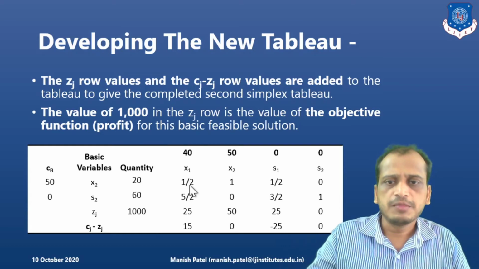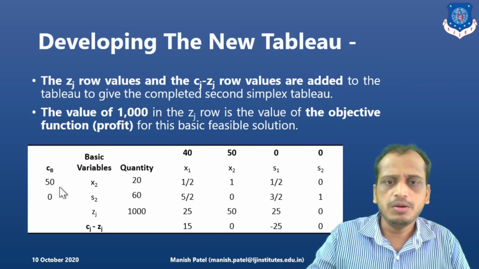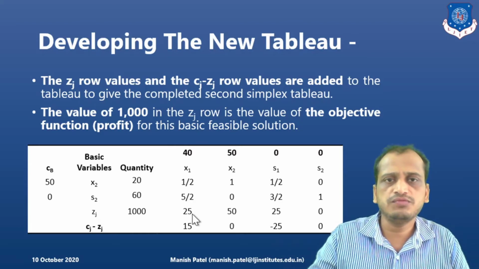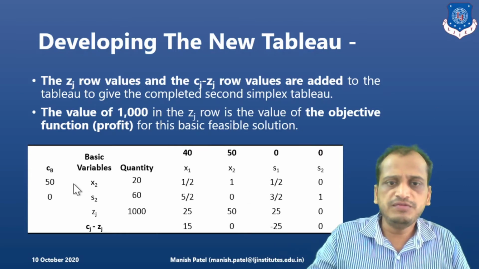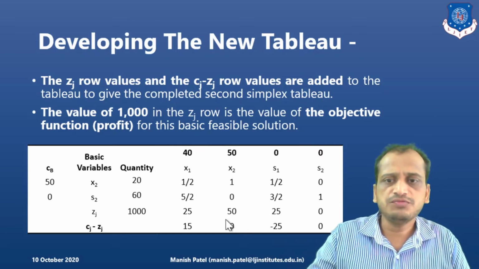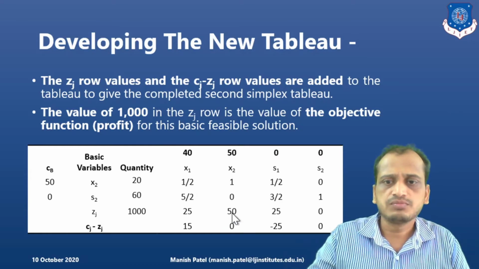We multiply 1 by 2 into 50, that is 25, plus 0 into 5 by 2, that is 0. So the summation of them is equal to 25, right? Same way, 1 into 50 plus 0 into 0 is 50. So accordingly we get this Zj value.